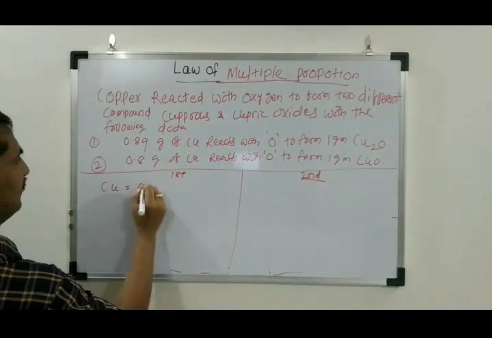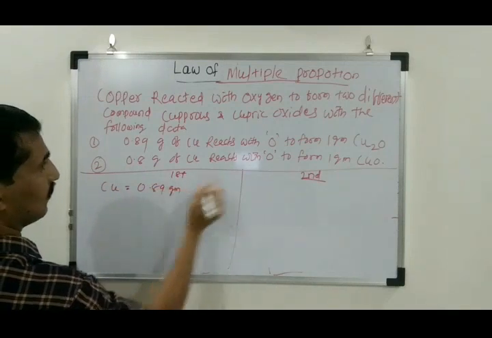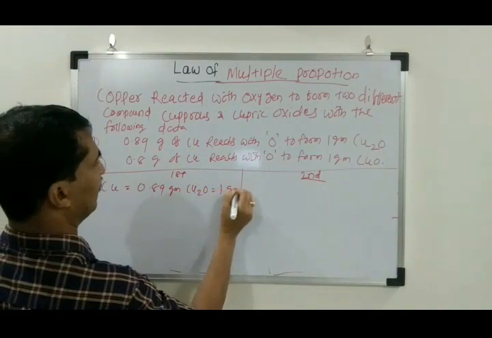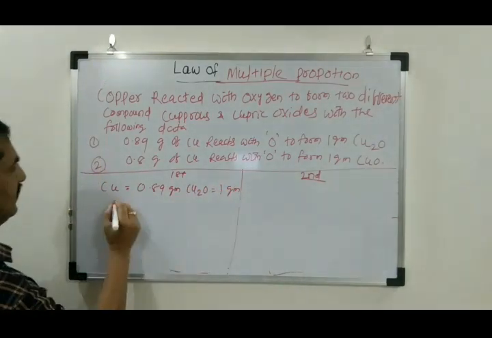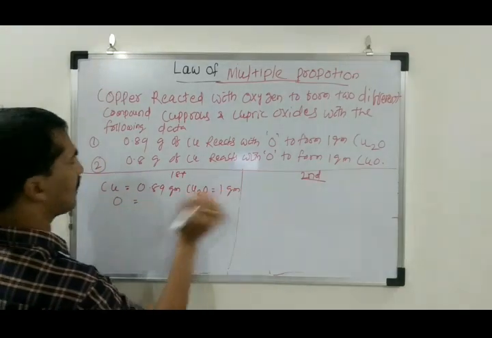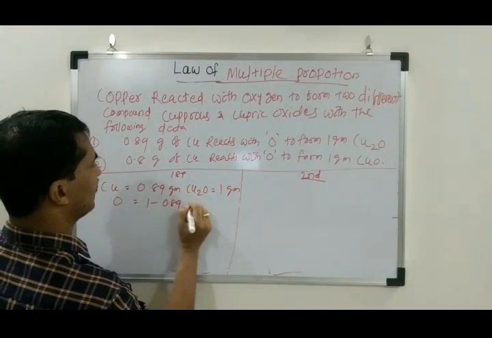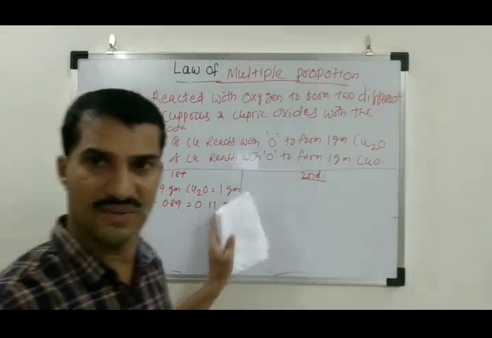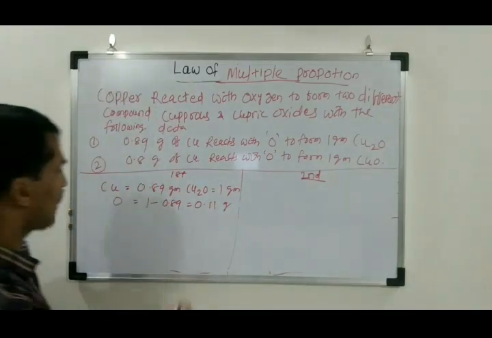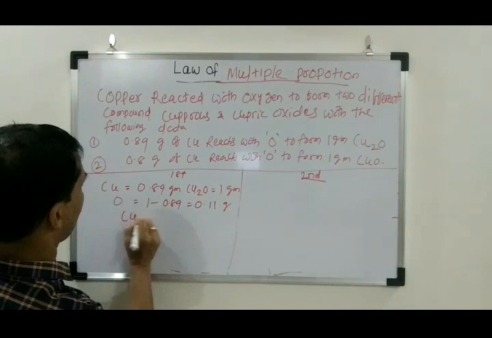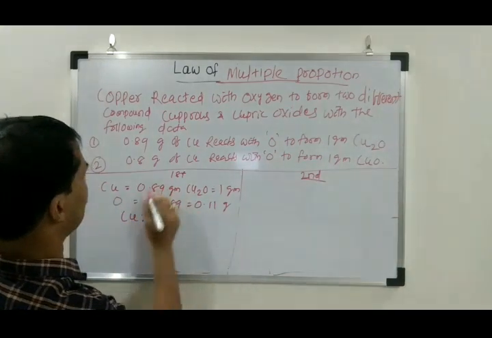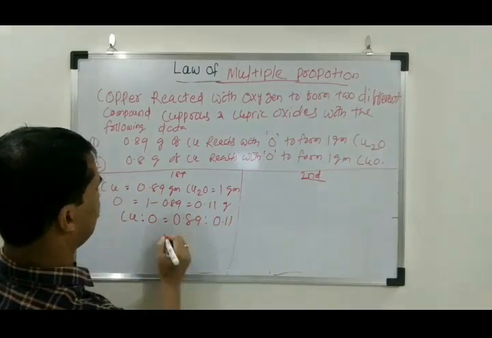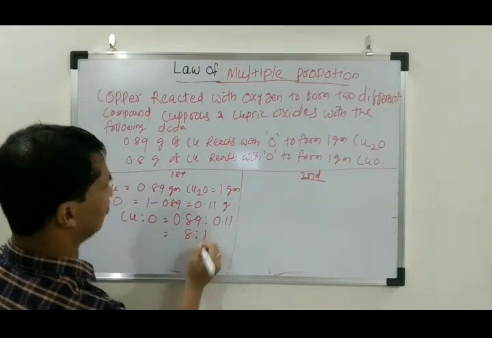Copper is 0.89 gram, whereas the cuprous oxide Cu2O is 1 gram. So what will be the mass of oxygen here? If you subtract 1 minus 0.89, then I will get 0.11 gram. This is the mass of oxygen. Now if I take the ratio of copper and oxygen, 0.89 is to 0.11, then almost I will get 8:1.